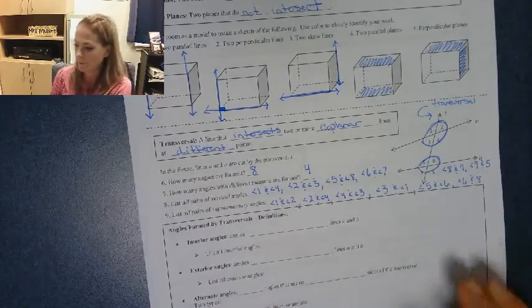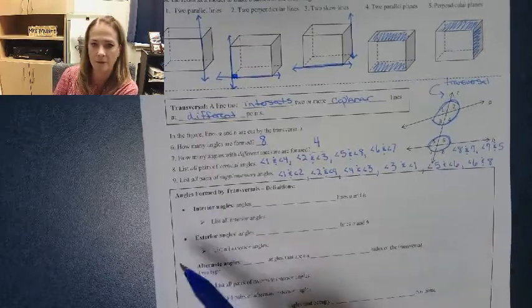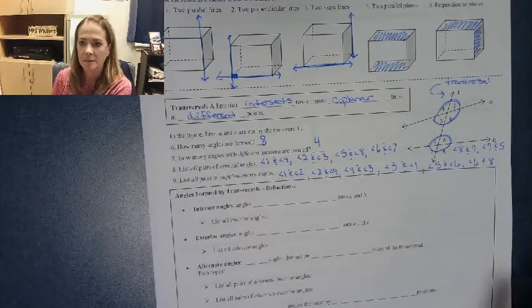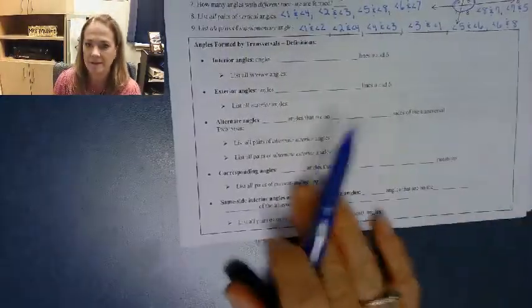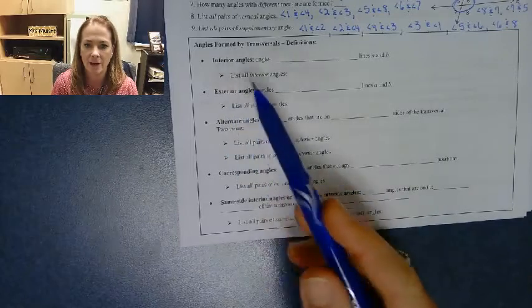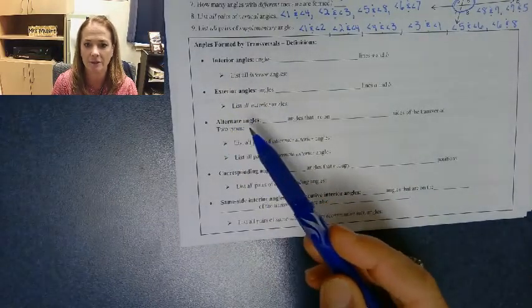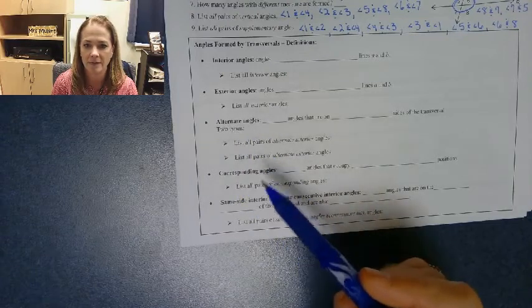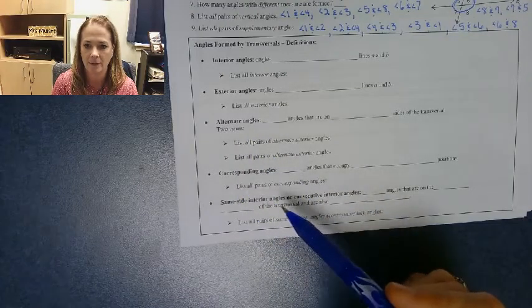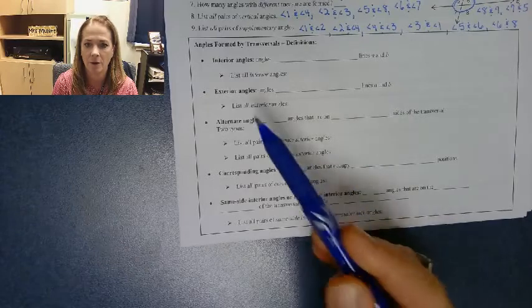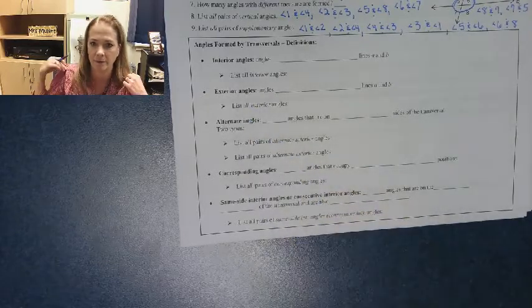All right, so some new angle types that are formed with this transversal. Out of focus here, let's see if that helps. We have interior angles, exterior angles, alternate interior angles, corresponding angles, and same side interior angles or consecutive interior angles. So 1, 2, 3, 4, 5 new vocabulary words.